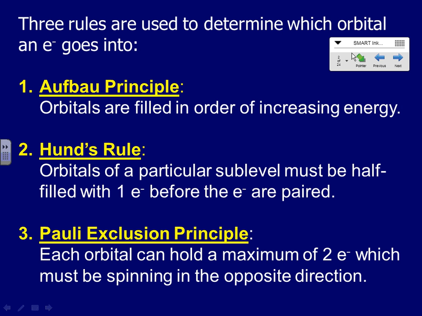Hund's rule. Orbitals of a particular sublevel must be half filled with one electron before pairing them. If I get to a p subshell and there are 3 of those orbitals, I won't put 2 electrons in each p orbital. I'll fill them individually first until they've got 1 electron in each, and then the next electron will start to pair them up.